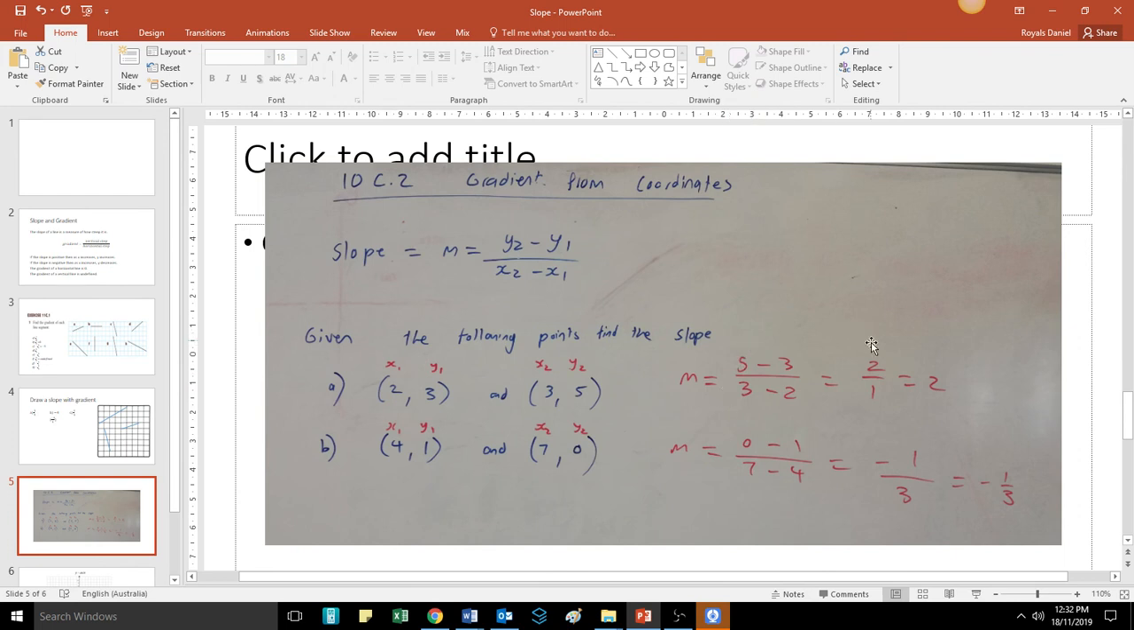5 take 3 is 2, so we have 2 at the top. 3 take 2 is 1, so we have 1 at the bottom. 2 divided by 1 is just 2. So the slope of the line between these 2 points is 2. Let's have a look at the next one.